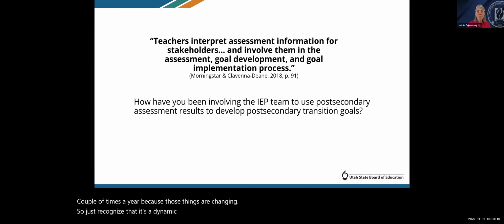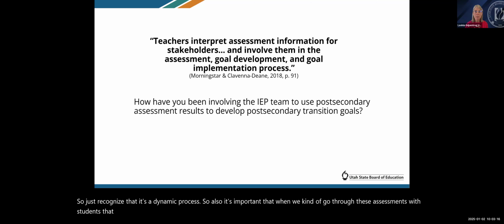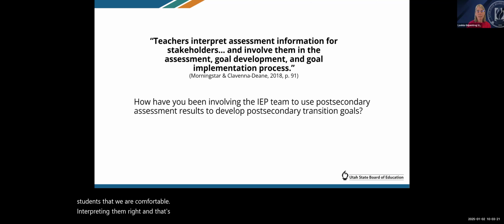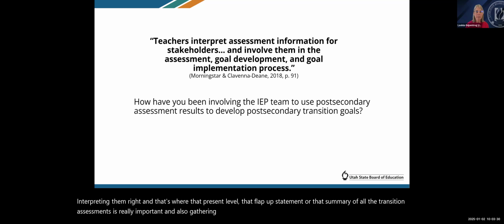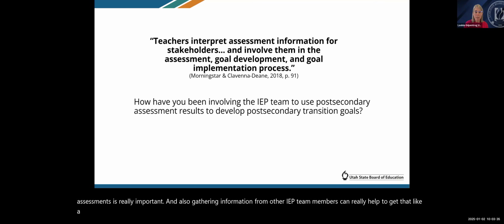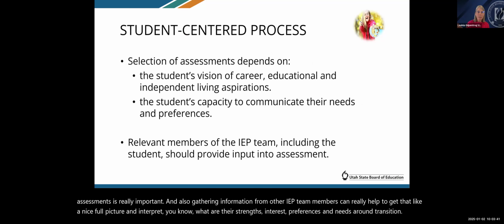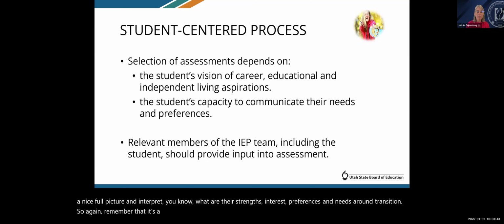So also it's important that when we go through these assessments with students that we are comfortable interpreting them, right? And that's where that present level, that PLAAFP statement or that summary of all the transition assessments is really important. And also gathering information from other IEP team members can really help to get a nice full picture and interpret what are their strengths, interests, preferences, and needs around transition. So again, remember that it's a student-centered process, that students can actually be part of the process of selecting what transition assessments to use.